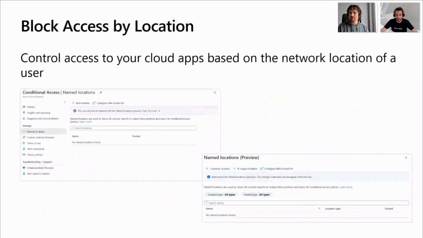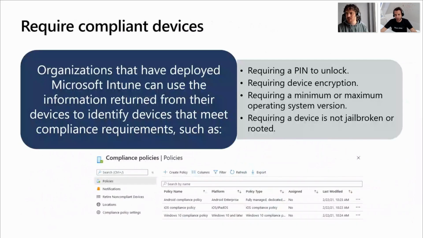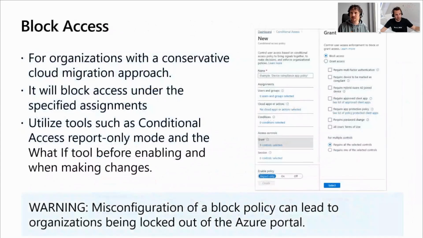And then block access by location. We already mentioned this. The only thing, and you will see it on the screen, is that we have a preview now also for a new way of setting up those named locations. And then compliant devices. That's the integration that we do with Intune. So your device needs to be compliant. Maybe you need a PIN, or you need device encryption, or it cannot be jailbroken or rooted.